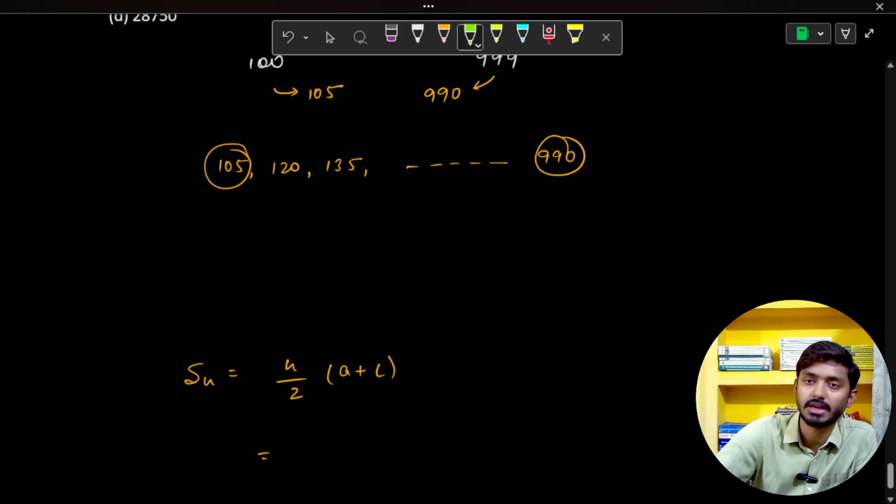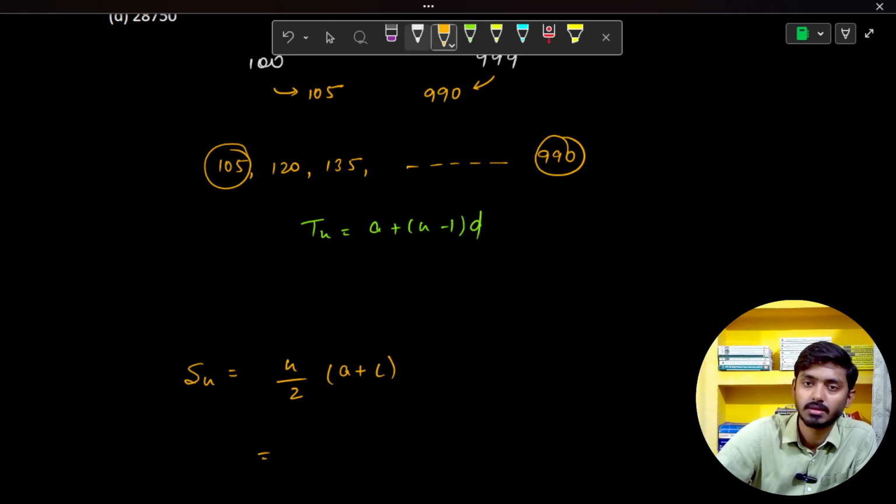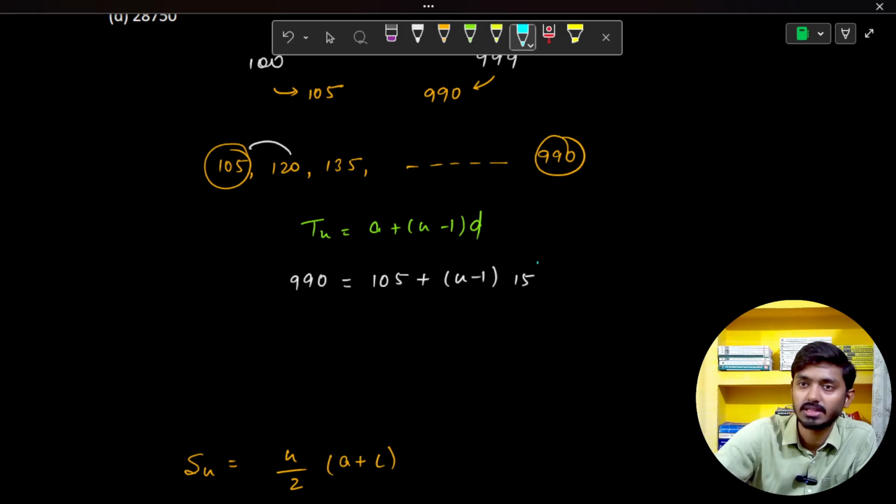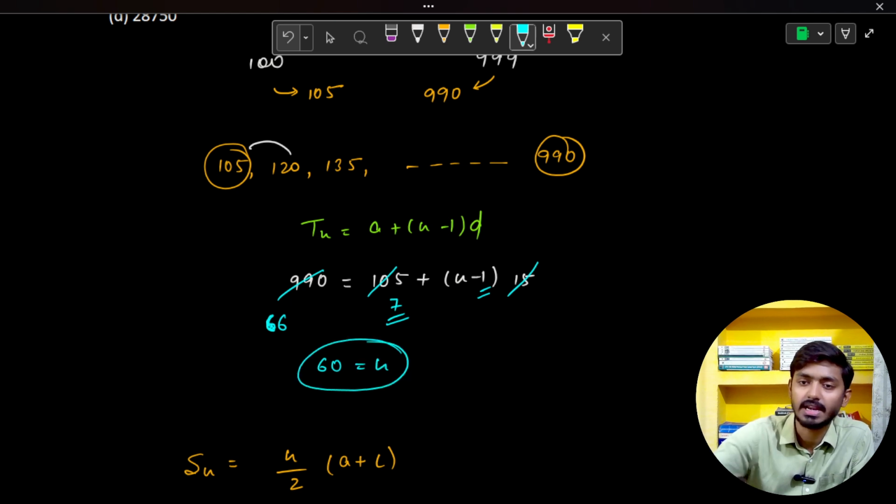How do we find the value for n? We know Tn equals A plus n minus 1 into D. Tn is 990 as we saw. A is 105, n minus 1, and D over here is 15, right? There is a difference of 15 because they are multiples of 15. Divide the entire thing by 15. Well, I do not like subtracting and all, I'll just divide by 15. That gives us 66 equals 7 plus n minus 1, and 7 minus 1 would be 6. Subtract 6 over here, that would be 60. The value for n is 60.